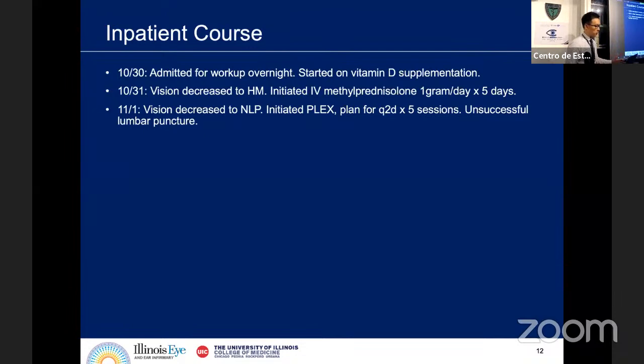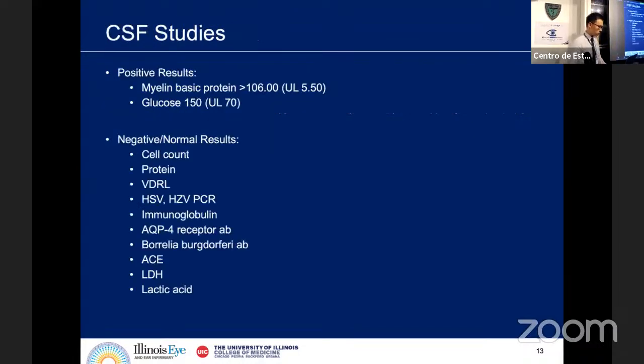So just a day after starting IV methylprednisolone, high-dose steroids, we decided to switch to Plex instead, or rather to do Plex concomitantly with the high-dose steroids. At this point, the neurology team tried to perform a lumbar puncture for us to get some CSF and do more testing there, but it was unsuccessful after multiple tries. We finally got one on the third day. His vision at this point still remained NLP, but we can take a look at his CSF studies.